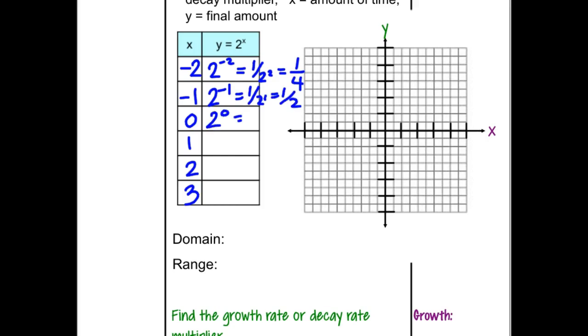2 to the 0 is 1. 2 to the first is 2. 2 to the second is 4. And 2 to the third is 8. So now we graph these. When we're at -2, we're at 1/4. When we're at -1, we're at 1/2. And when we're at 0, we're at 1. And when we're at 1, we're at 2. At 2, we're at 4. At 3, we're at 8.